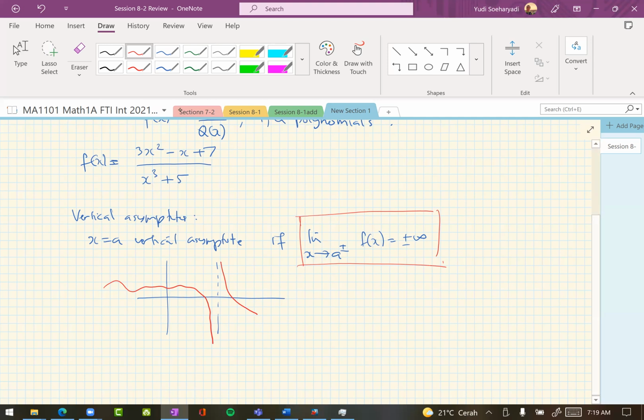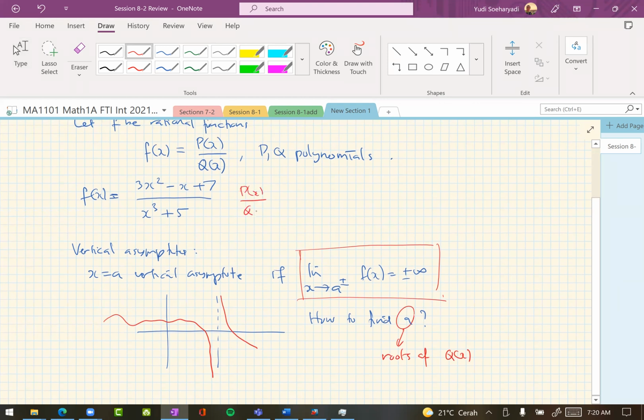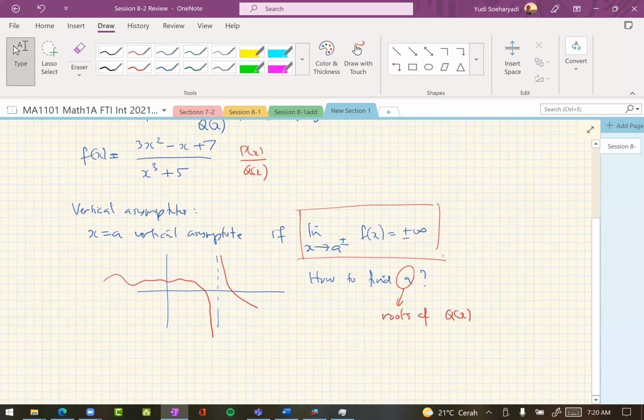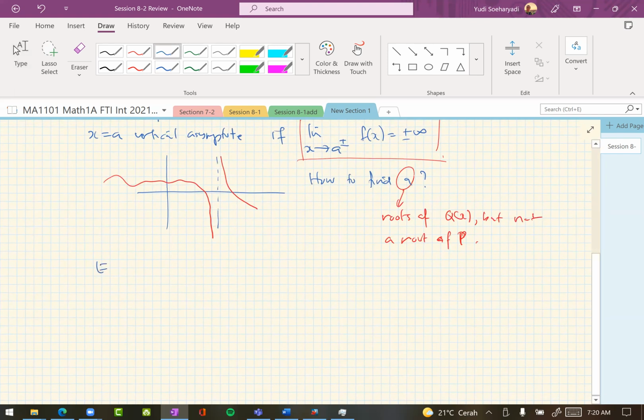But you can find it easily by looking at the roots of the denominator q. So the question is how to find a. So usually what you have here is the roots of q. Okay, so remember this is p of x over q of x. Okay, so whenever q is 0, but not a root of p. Okay, for example, let's say we have it in factored form.